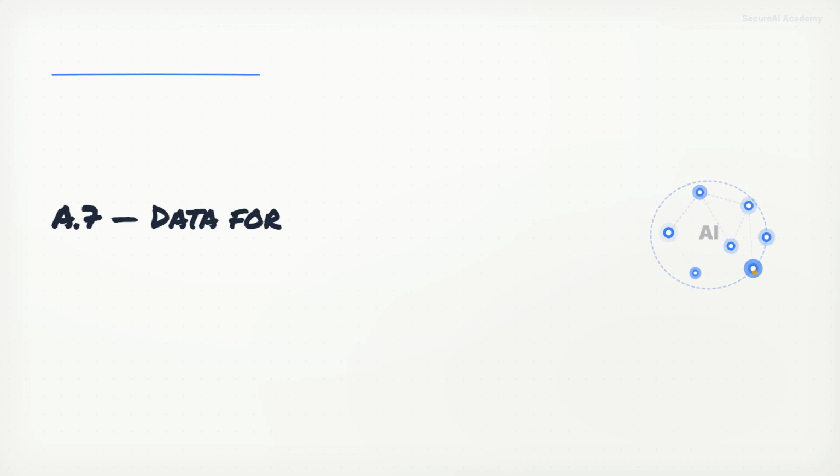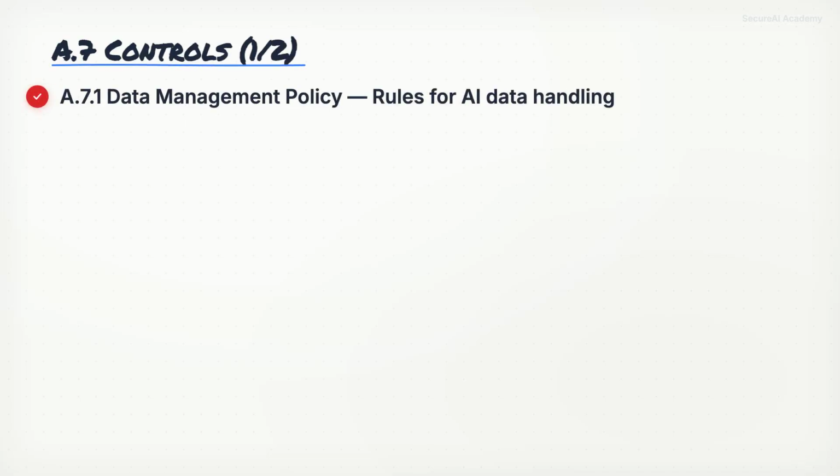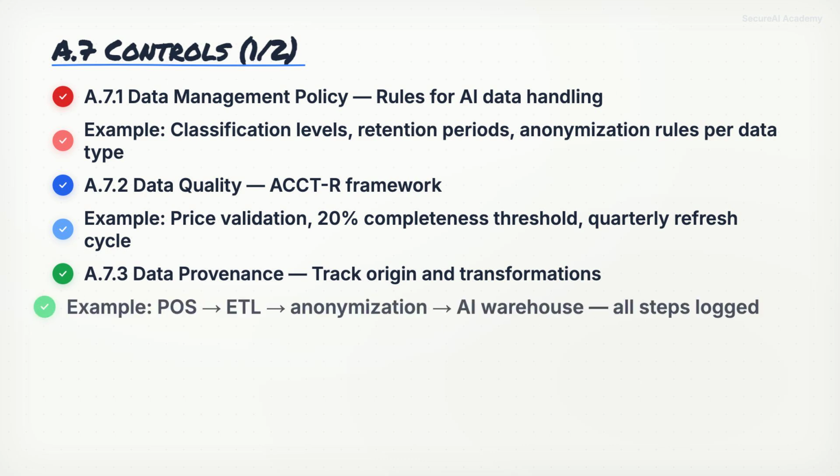Domain A7 is all about data, the fuel that powers AI. Garbage in, garbage out. If your data governance is weak, your AI systems will fail. 5 controls. Control 1. Data management policy. Establish policies for managing AI data.